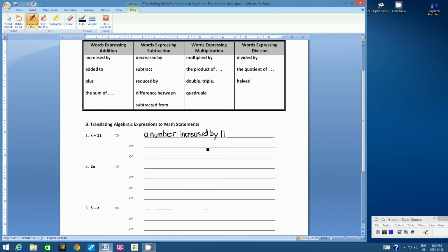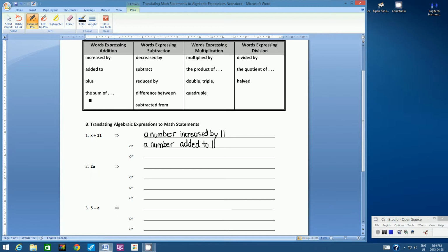So what's another way that we could say exactly the same thing? Okay, so how about we use a different expression, different words expressing addition. So we're going to start again with a number. Remember, it's an unknown number. A number. And then how about we use the second option, added to 11. Now this constant here, this number doesn't change. So all of these are going to end up with 11.